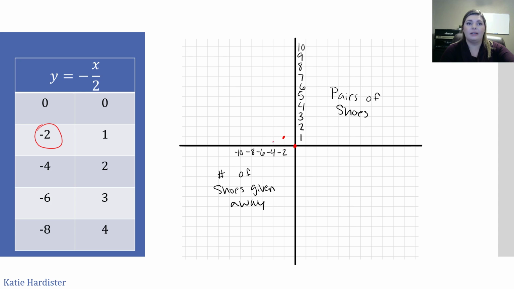And so I would do the exact same thing I did earlier. So if I give away 4 shoes, then that's 2 pairs of shoes given away. So if he asked me, well, how many shoes have you given away? Then I could trick him and I could say, well, I've given away 8 shoes. And maybe I could trick him and he wouldn't realize that I've actually only given away 4 pairs of shoes.